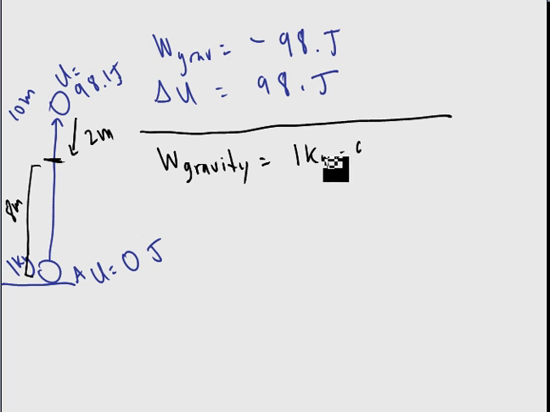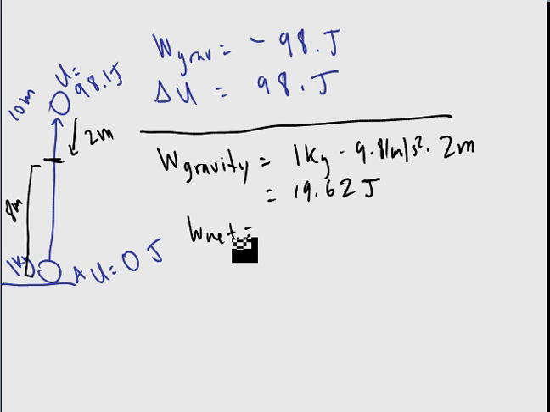So we'll have 1 kilogram times 9.81 meters per second squared times 2 meters. And that'll give us 19.62 joules, right? So gravity is now doing positive work. So it's transferring this energy. And we know that that's the net work. And the net work is the change in kinetic energy. So it gains 19.62 joules of kinetic energy.